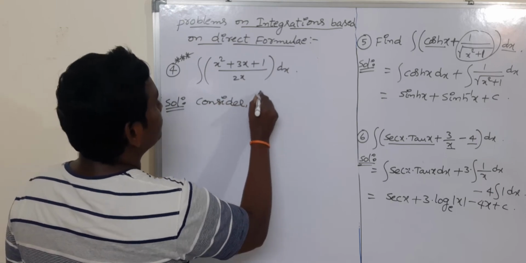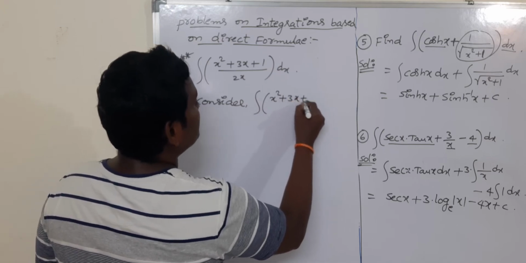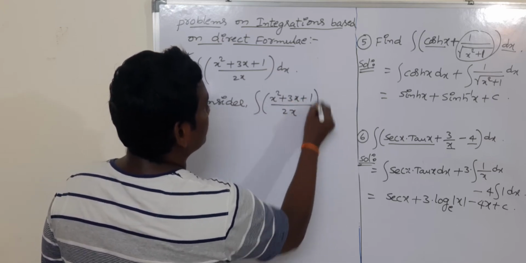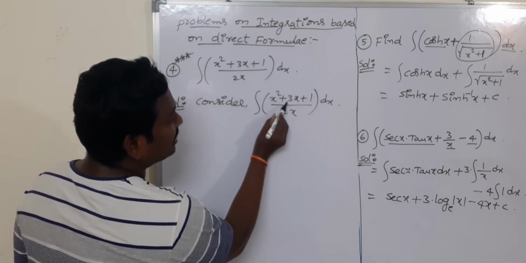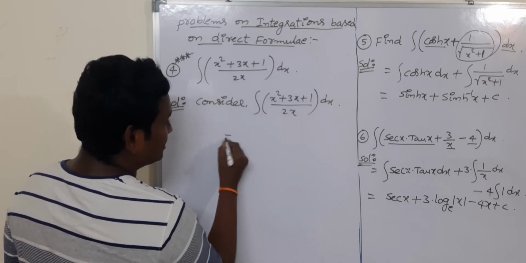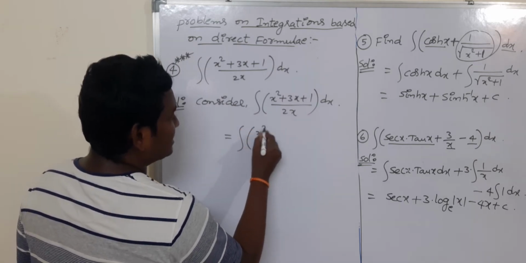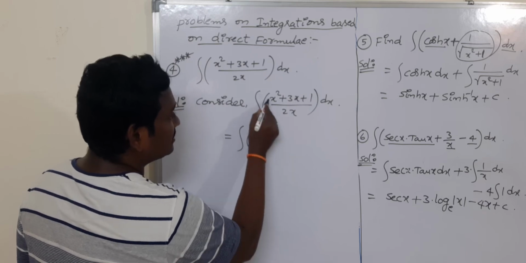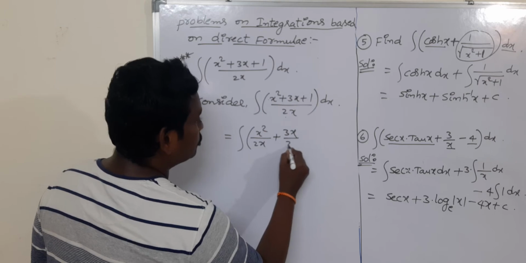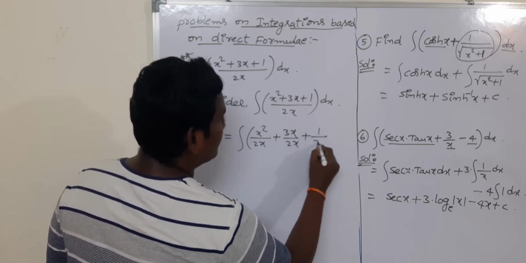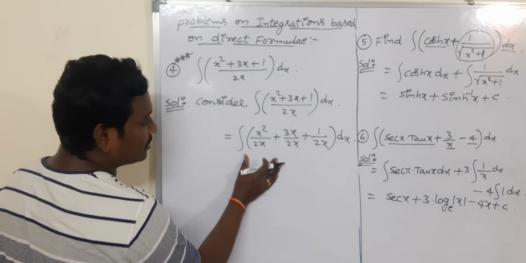Consider the integral of (x square plus 3x plus 1) whole by 2x. In the numerator we have three parts: first one, second one and third one. That's why first split the terms inside. x square by 2x, this one by this one, plus 3x by 2x plus 1 by 2x, whole dx. In this way first we separate the terms.